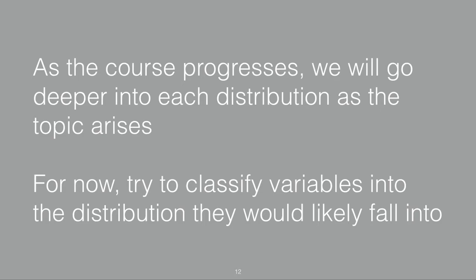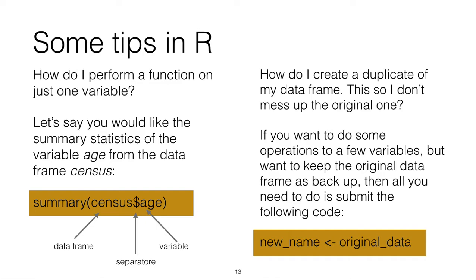Moving on, let's have some tips in R. Last week, we looked at how we can do a summary of all the variables within a data frame. But what happens when we want to do the summary of just one variable within the data frame? Then we would do this piece that you see right here: summary, data frame name, $, variable name. In other words, before we would just write the word summary, for example, the data frame census, close parenthesis. That would give us the summary statistics for all the variables within the data frame census.